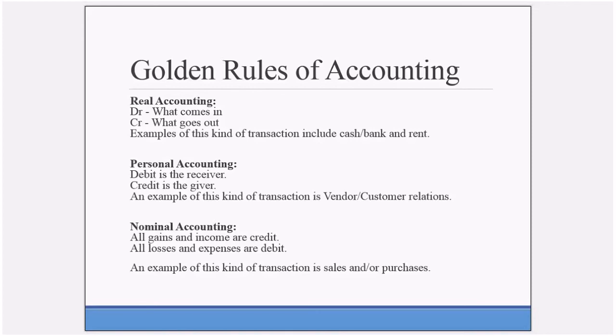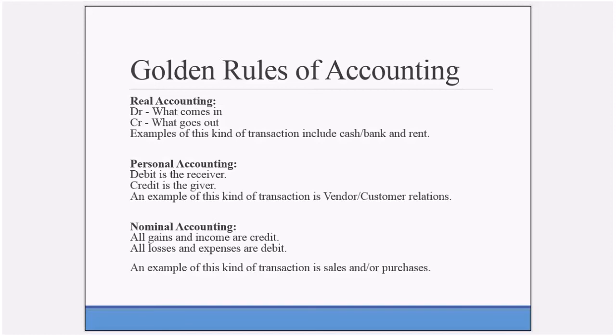And finally, there comes nominal accounting, which belongs to expenses and incomes. By default, all gains, incomes, and revenues are credited and all losses and expenses are debited. For example, rent paid. Rent paid is an expense for me. So the general entry I will make is rent expense debit, cash credit, because in this transaction, cash is going out.